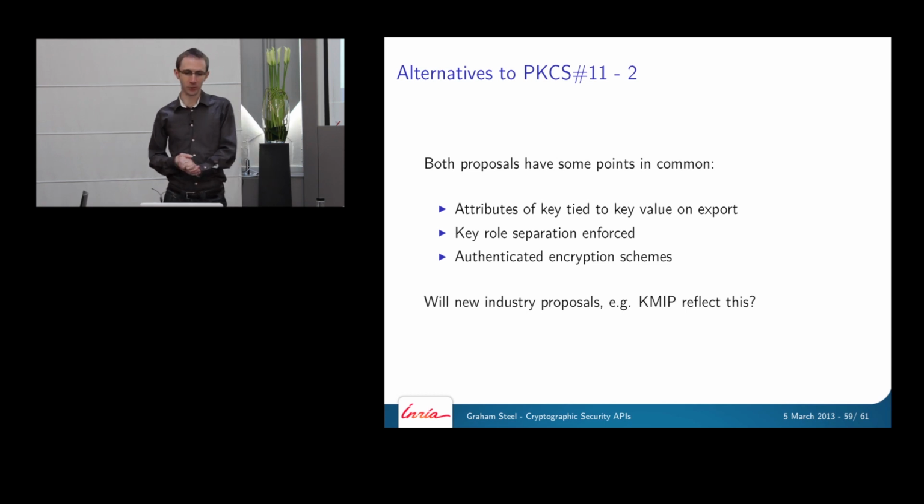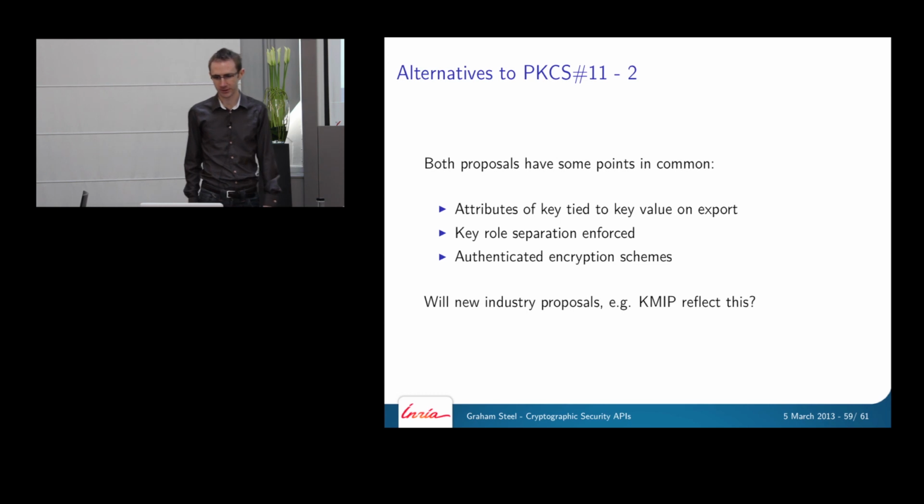They both separate the roles of keys explicitly, so they don't allow you any way to generate a key which can do both wrapping and decryption or something like that. And of course, they specify more modern encryption schemes. One of the problems with PKCS 11 is it was designed in a time essentially prior to people really understanding the need for authenticated encryption, and that leads to a lot of problems. The more modern proposals all define better requirements on the encryption schemes.